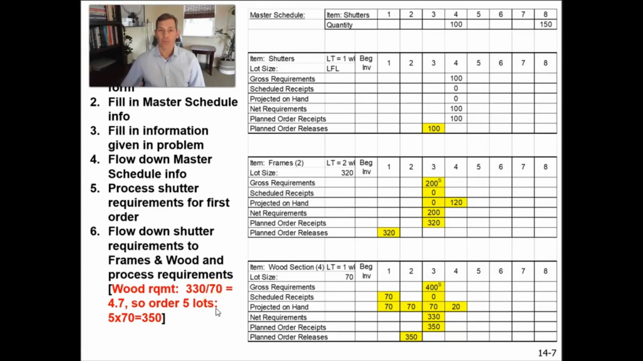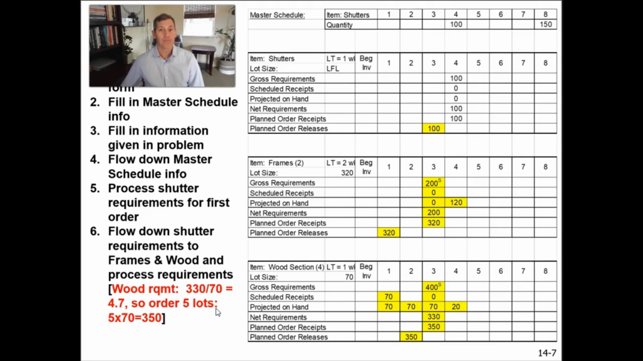You can't buy 4.7 lots, so in MRP with lot sizes, you will always round up. Every single time you will round up. You would rather have excess inventory than a shortage. If you have a shortage, you can't fulfill your demand, and you can't ship your 100 shutters. So you'd rather just have a little bit of excess inventory of the wood sections, so therefore you always round up. So you order 5 lots.